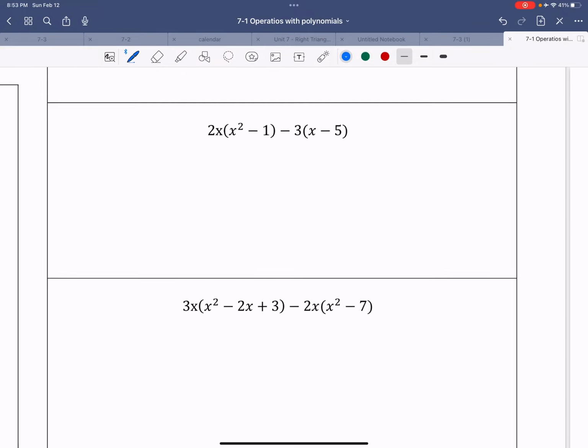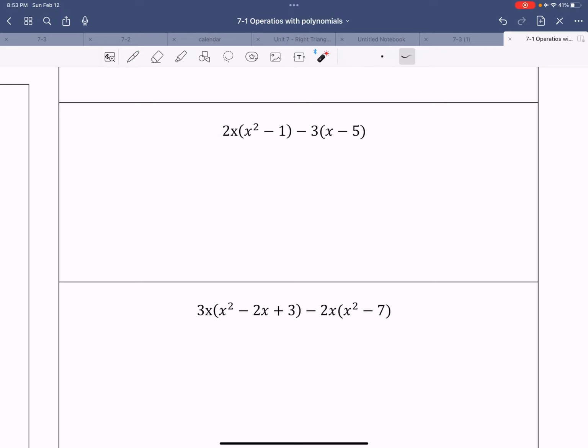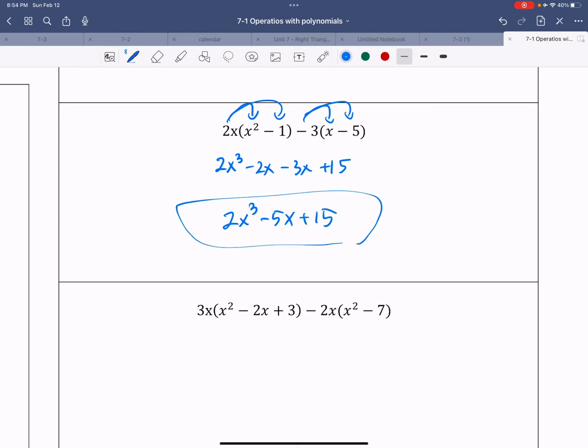Now let's do this. What should we do in this case? It's very simple. You just distribute this one to here and here. And you distribute this one to here and here. And that's all you do. And when you do this, 2x times x squared is what? 2x to the third power minus 2x, negative 3x, plus 15. And that's what you're supposed to get as the finalized answer because, as you can see, these two can be simplified.